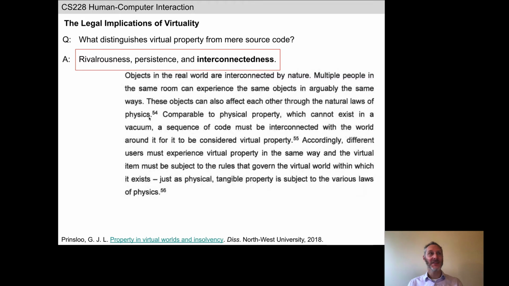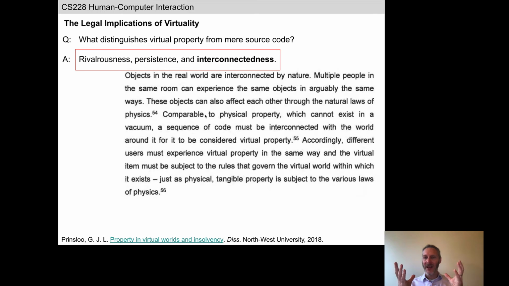Okay, the last indicia that we're going to talk about today that Prinsloo used to defend his definition of virtual property was interconnectedness, and this is the idea that virtual property has to be interconnected with something else. It can't exist in a vacuum. It needs to be interconnected with a large virtual environment that others participate in, and may be willing to buy or trade for that virtual property. It is the very fact that that virtual property is embedded or interconnected in a larger virtual ecosystem that gives that property value.